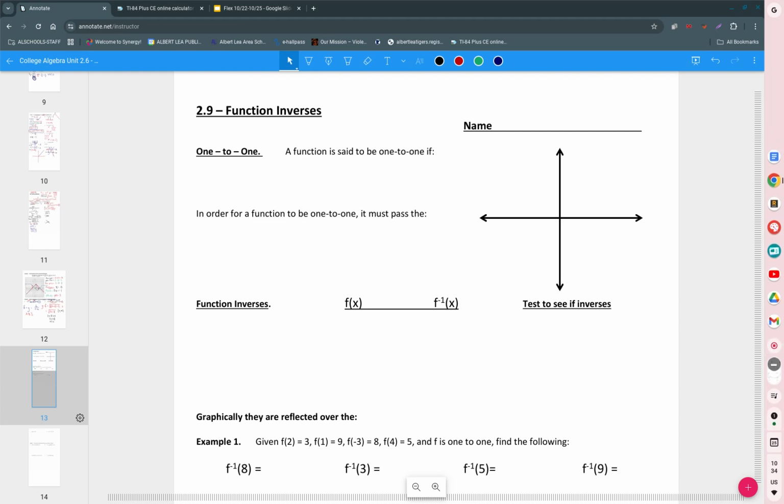Go. Today is the last lesson of this unit. Today we're going to talk about function inverses. So we've talked to you that there are some different operations known as addition, subtraction, multiplication, and division. Yesterday we talked about a new operation. What was the operation we talked about yesterday?